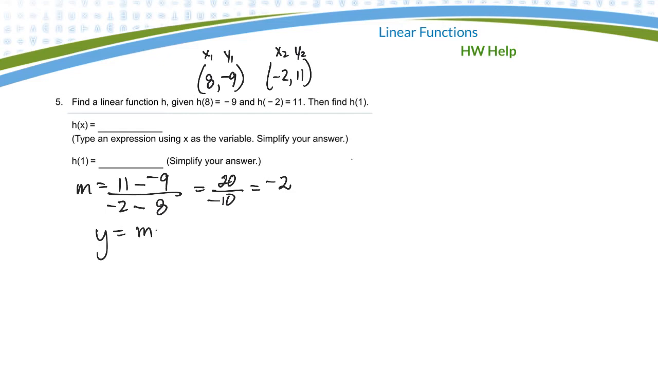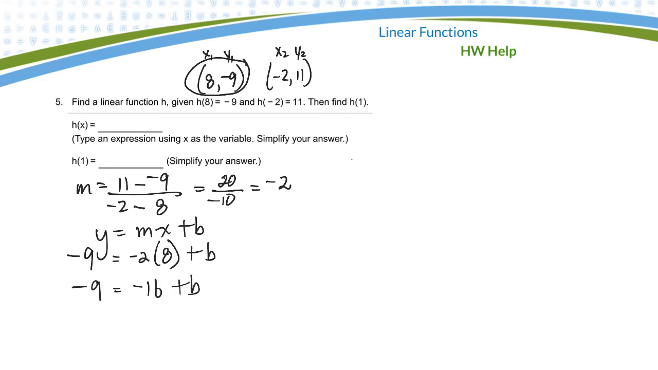Okay, now let's take our general equation and plug in some things that we know. The slope is negative 2. An x value, let's use this point, of 8 gives me a y value of negative 9, plus b. Negative 2 times 8 is negative 16. Adding 16 to both sides, and I come up with a y-intercept of 7. So h of x is equal to m, what's my m, negative 2x, and then my y-intercept is plus 7. So there's my function. And then they say, what's h of 1?